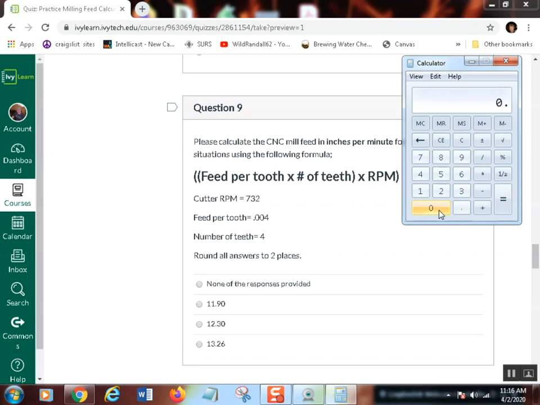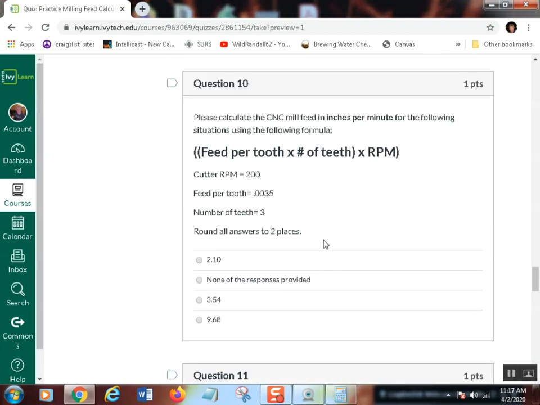Alright, so feed per tooth is 4 thousandths times number of teeth, 4 equals that, and then multiply that times our calculated RPM, which is 732. Boom. It's like 11.71. I'm not seeing anything like that. Maybe I did something wrong there. I'm going to clear that again because 0.004 times 4 equals 16 times 732 equals, I'm going to get the same thing, so none of the responses provided. Okay.